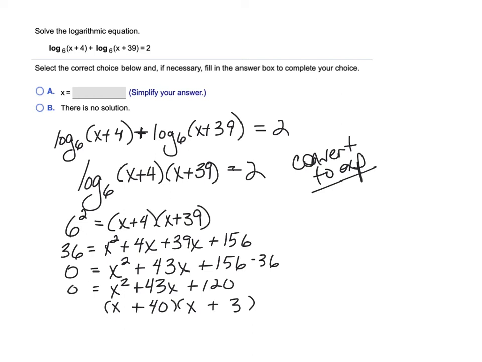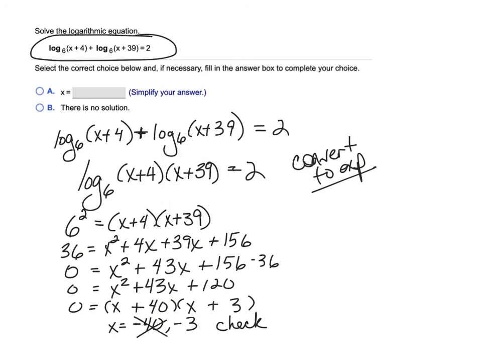So if we set each of these equal to 0 and solve, we get two possible answers, negative 40 and negative 3. Okay, but we definitely want to check. Remember, you just take the number, plug it into the original function right up here, and make sure that inside the parentheses you don't get a negative. So let's look at negative 40. If I plug negative 40 into the first one, I get negative 40 plus 4. That clearly is a negative number. That makes no sense. So negative 40 does not work.